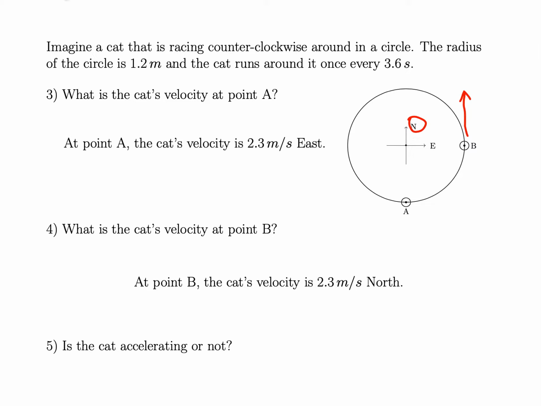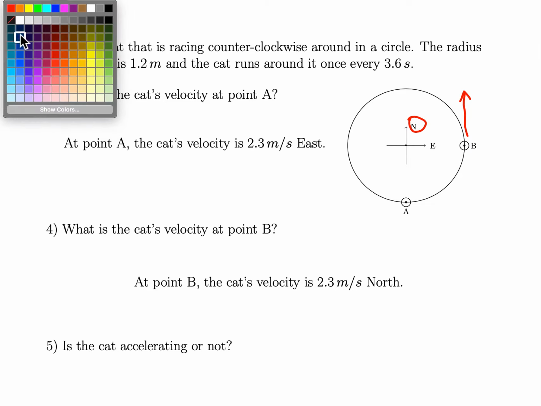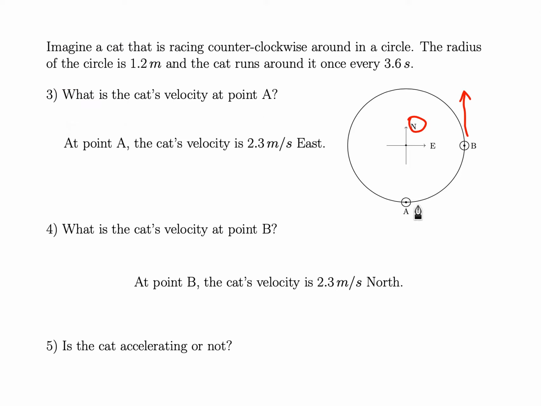And then at A, the cat's moving 2.3, so the length of that vector is the same, but its direction is different. So easterly at A, and northerly at B. What would you say about whether or not the cat is accelerating?